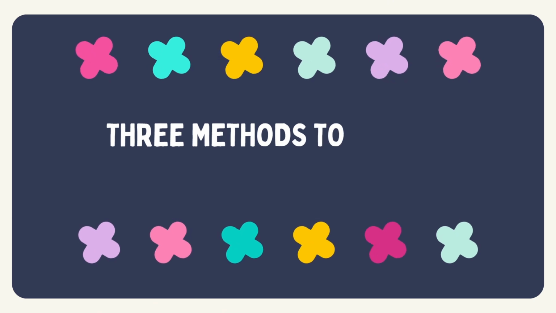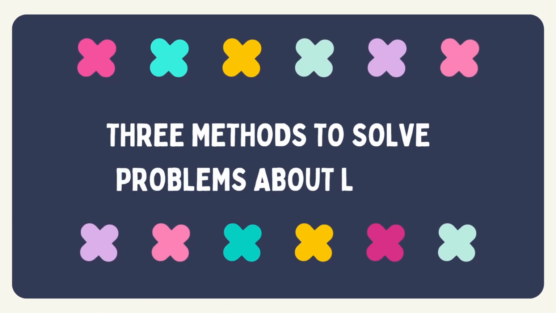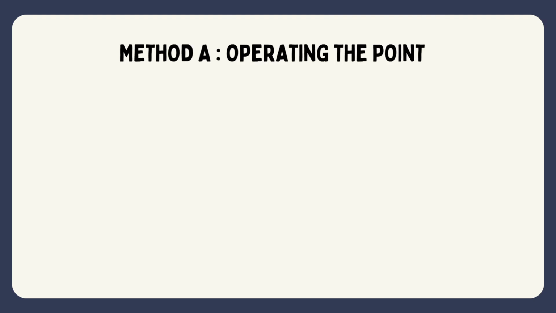Next material is about methods to solve problems about locus. There are 3 methods that we can use. Let's begin with method A, operating the point.